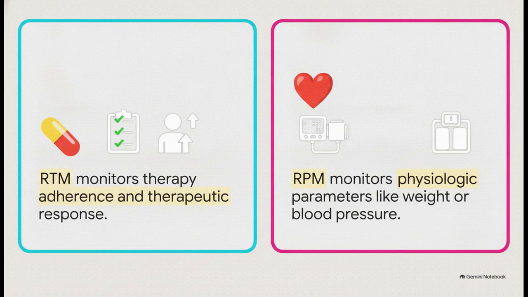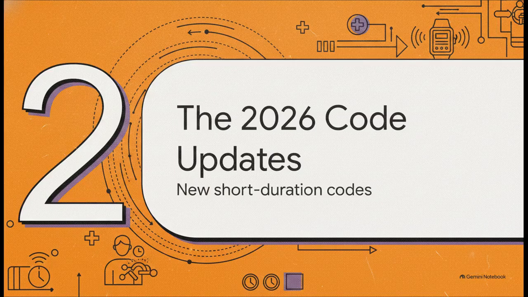We have to know the difference between remote therapeutic monitoring and remote physiologic monitoring, or RPM. RPM codes are strictly for monitoring physiologic parameters, so that's your weight, blood pressure, pulse oximetry, things like that. RTM, on the other hand, monitors non-physiologic data. It's specifically looking at therapy adherence and therapeutic response. You absolutely have to keep this non-physiologic parameter distinction crystal clear in your mind before you ever assign an RTM code. And that brings us to Section 2, the 2026 code updates. Let's see how the landscape is shifting.